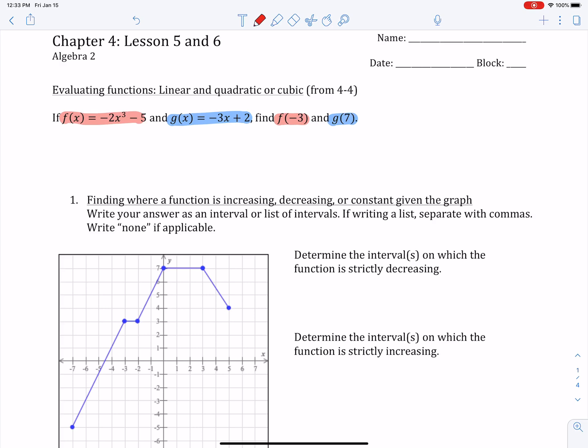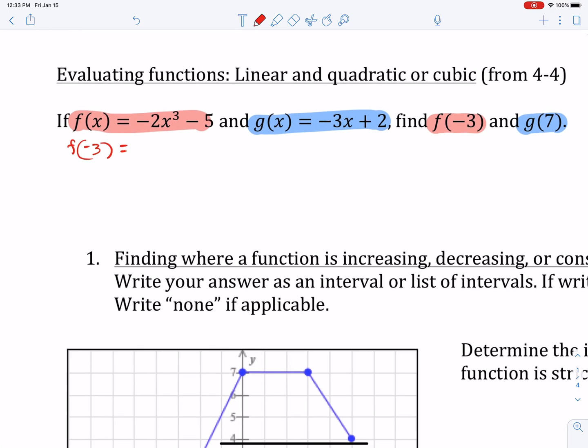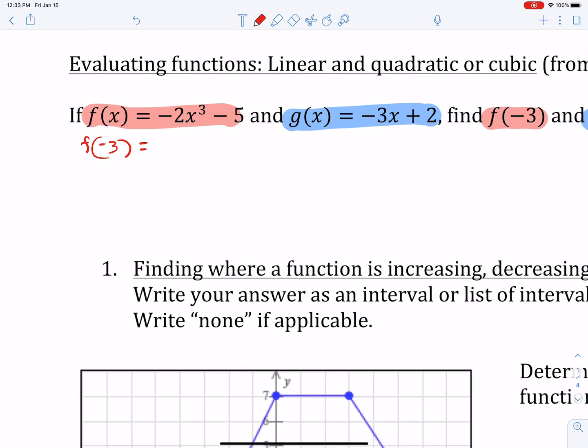So this is basically a review. We've done this. The only thing is we've done it with x squared. Now we're doing x to the third power. So this is f of negative 3 equals negative 2 times negative 3 cubed minus 5. And this is where order of operations comes into effect.